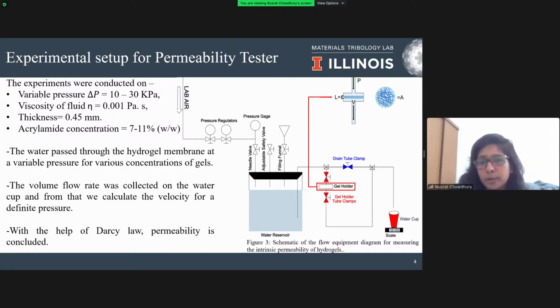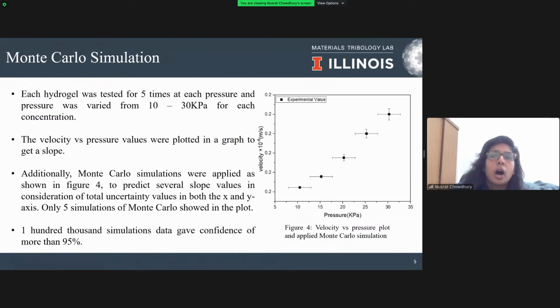Though the setup looks very complicated, it is not. We just supplied controlled pressure through this line, and the water flowed from here to the gel holder where the gel was situated. After flowing through this gel, the water was collected in a pot, and with time, the volume flow rate was calculated. We measured the velocity from that volume flow rate, and with the help of Darcy's law, we found the permeability of the gels.